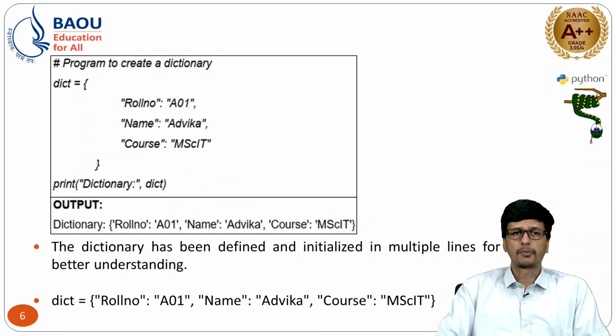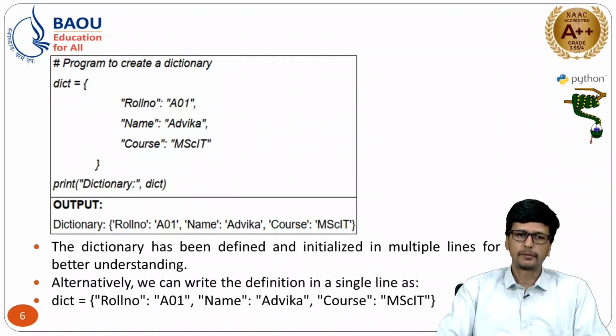Second thing, suppose you don't want to use a line break. In that case, in a single line you can use the same thing: starting curly bracket, ending curly bracket, and in between you can use multiple keys as well as values. The only thing you have to remember is that each value is associated with some specific key, and those keys are unique throughout the dictionary, but the values may be repeated, right? That you have to understand.